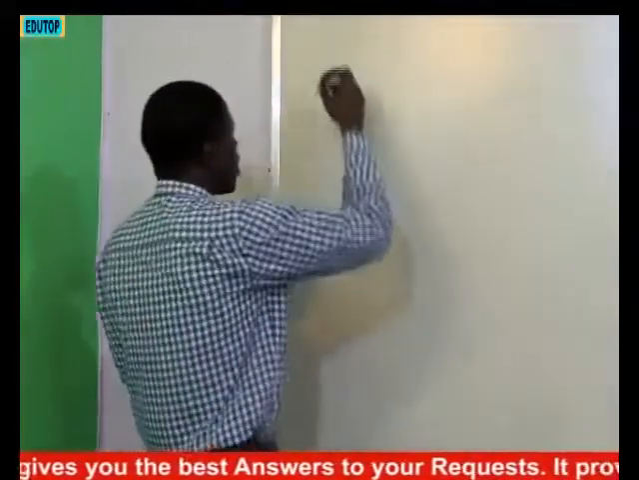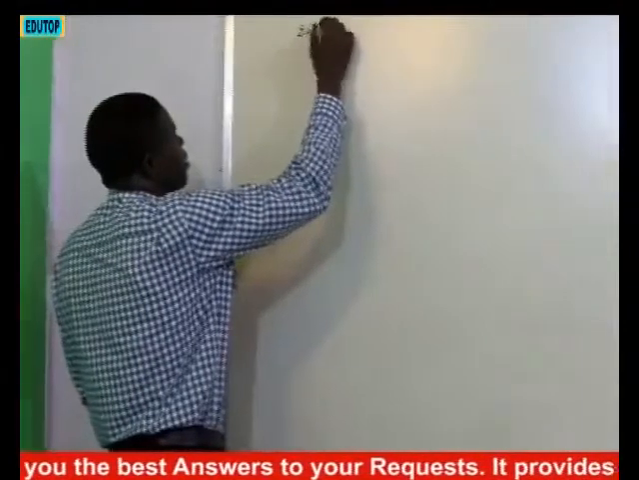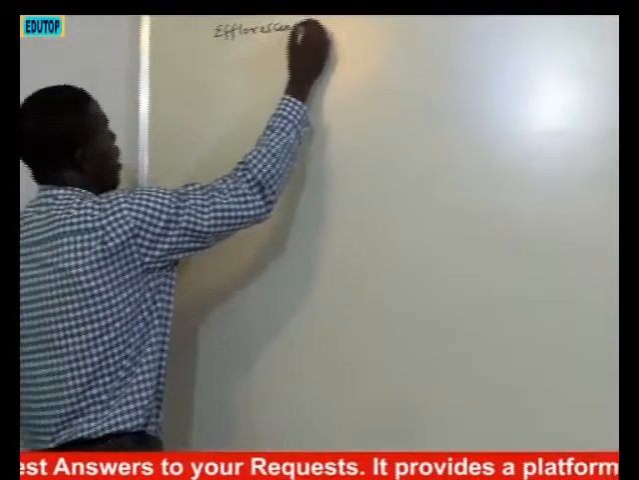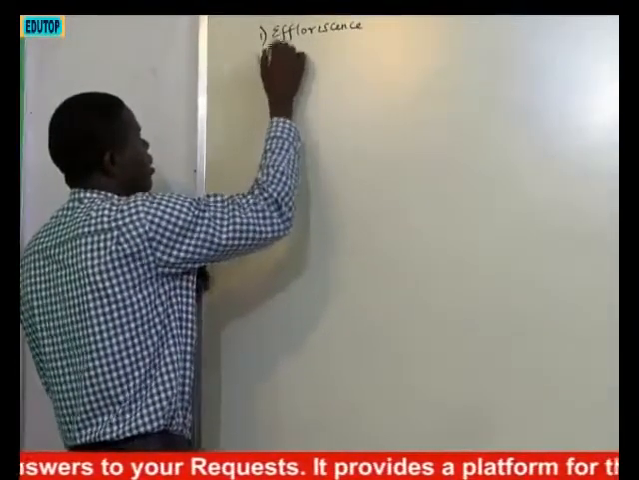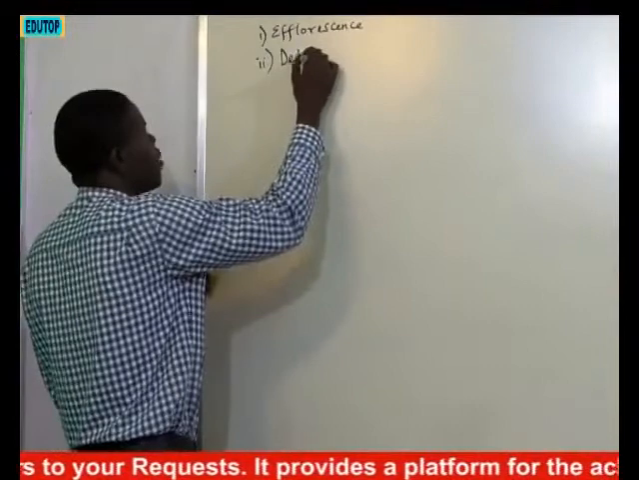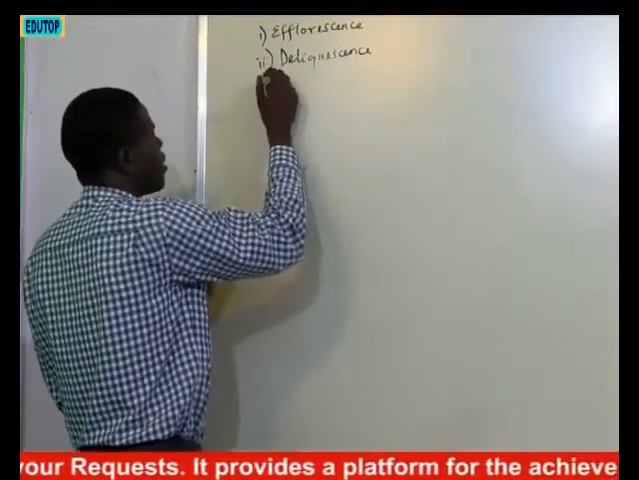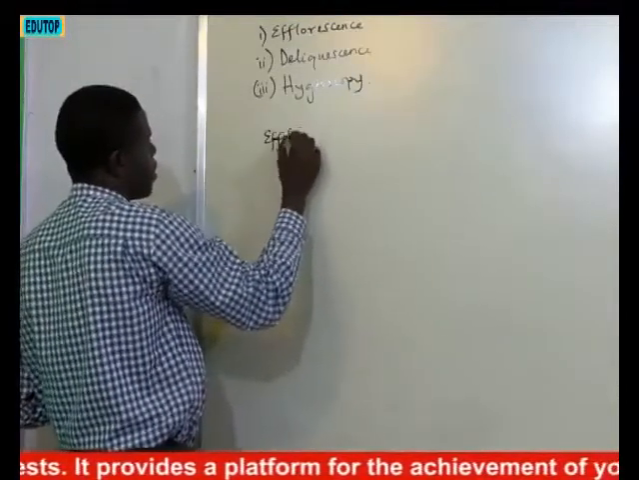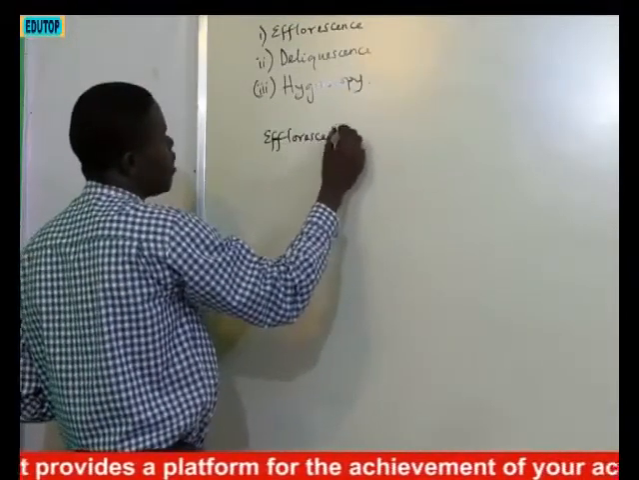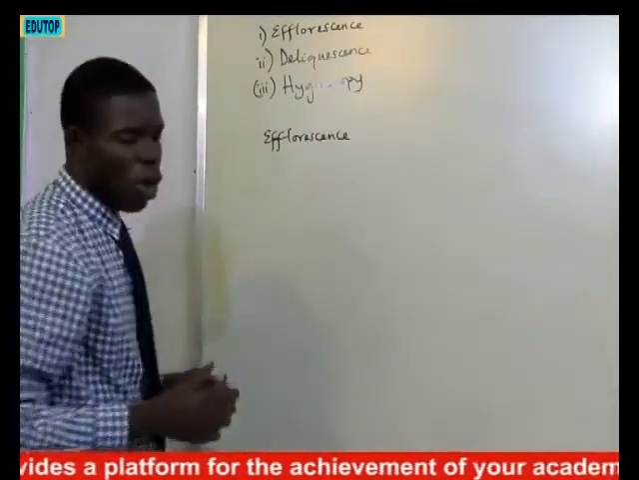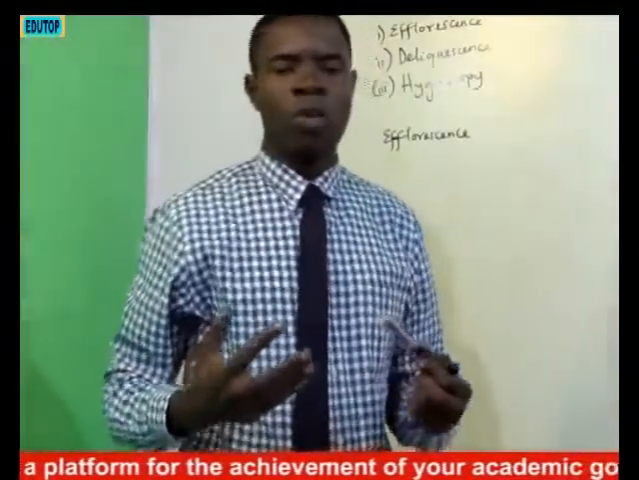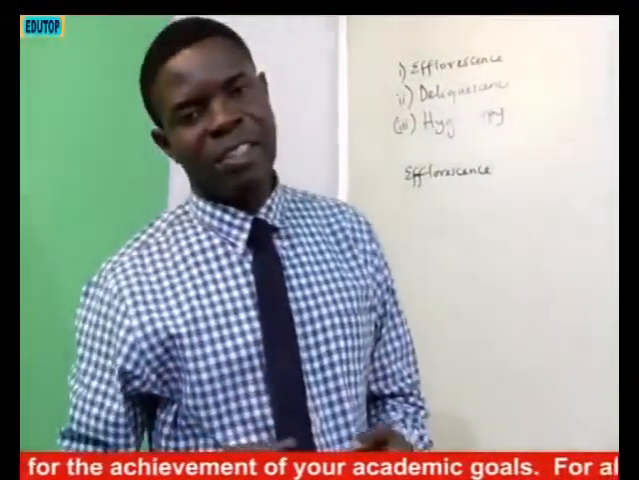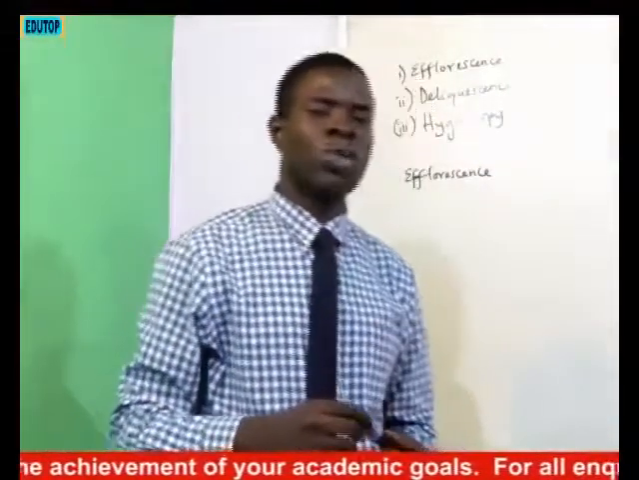So let's talk about the concept of what? Efflorescence, deliquescence, and hygroscopy. So efflorescence is a phenomenon whereby salts lose water of crystallization when they are being exposed to the atmosphere.